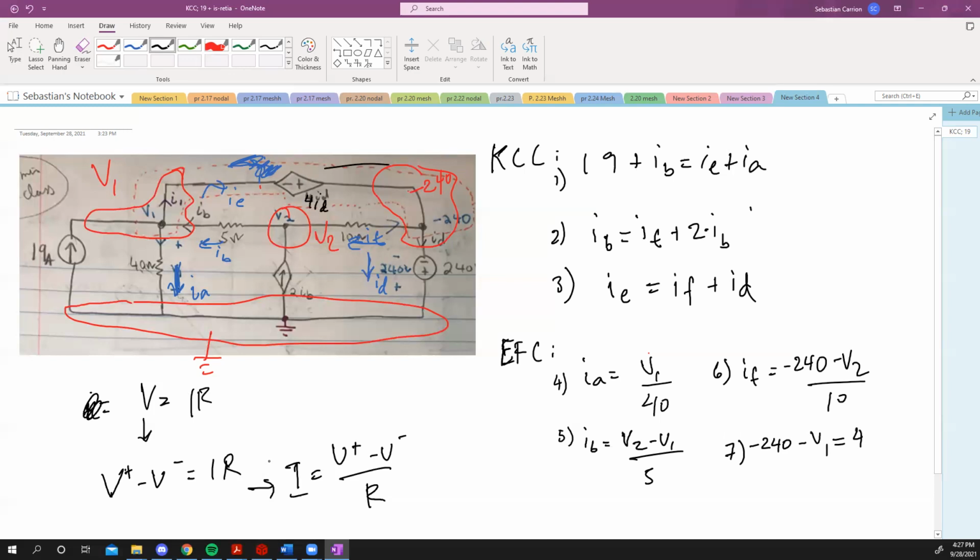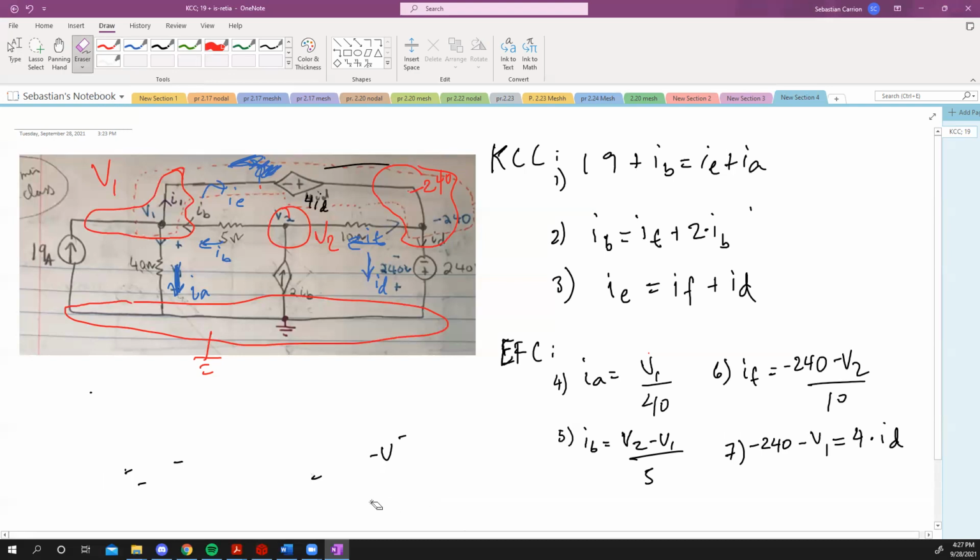Yeah, okay, yeah. So we did that in class. So 4ID is equal to minus 240 minus VA for the other one. Yeah, I get that. All right. Because the negative is with the V1 and the positive is with the negative 240, that has to reflect in your equation.